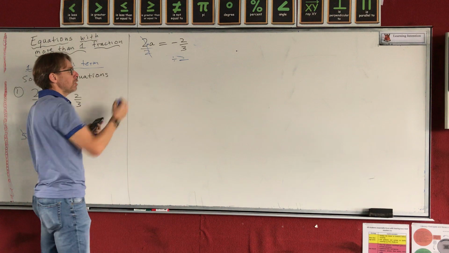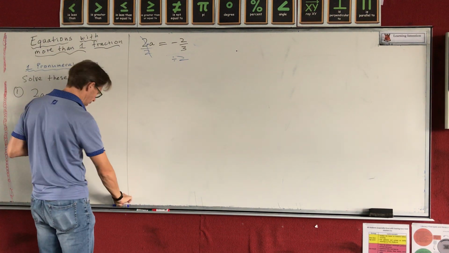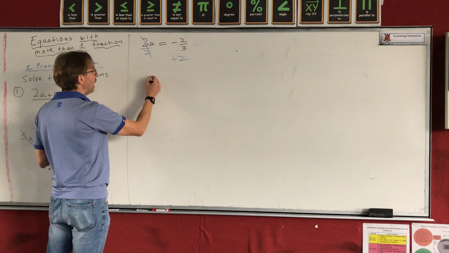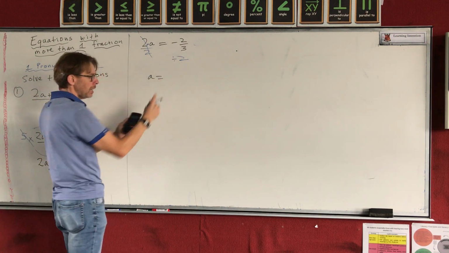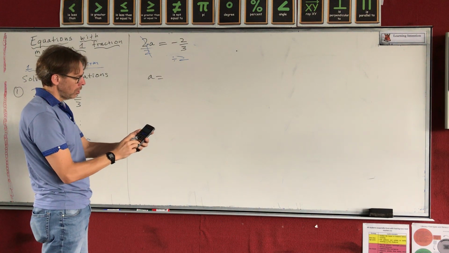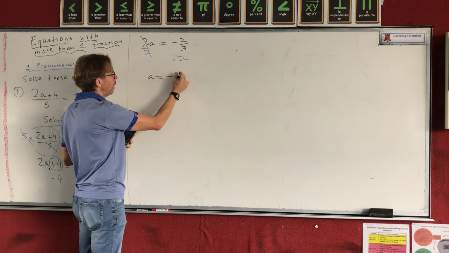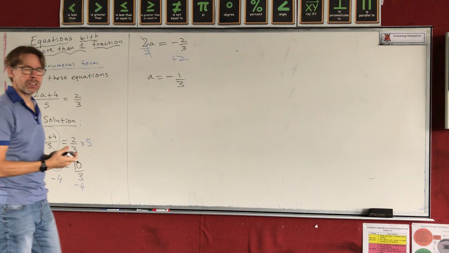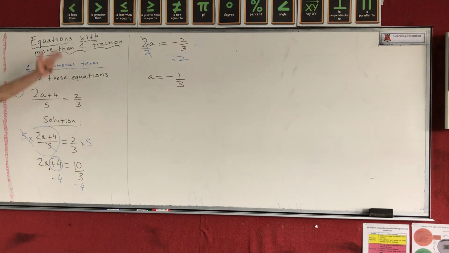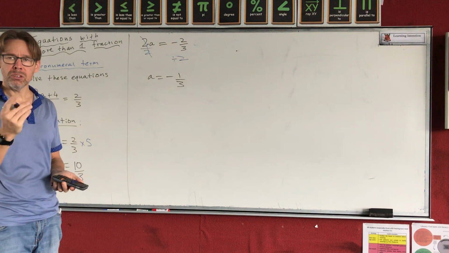Okay, now the 2's cancel. And that gives you a equals, now put this into your calculator, so you're going to go minus 2 thirds divided by 2 equals. That gives you minus 1 third. Okay, so I want you to copy this down into your exercise book, and then I want you to try question 2 on your own. See if you can do it.